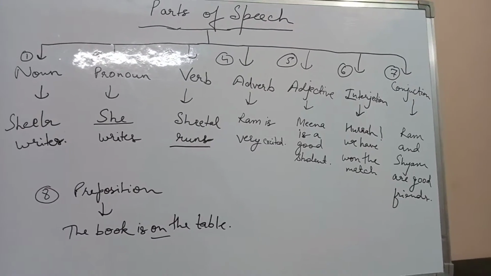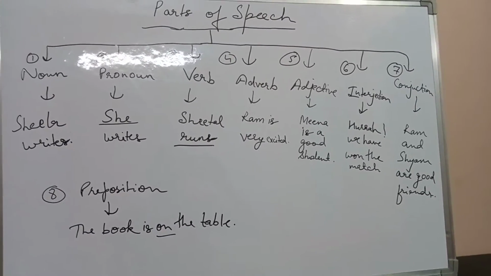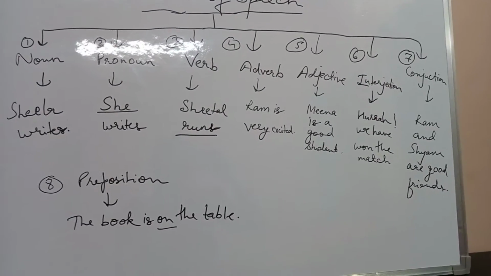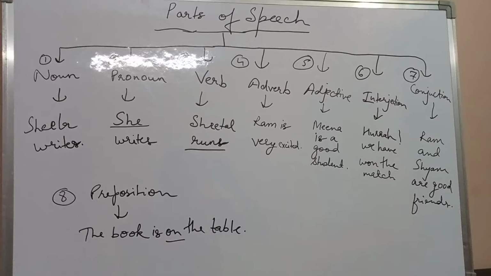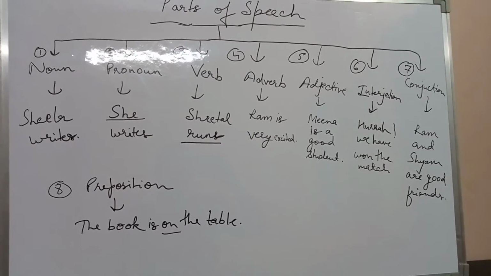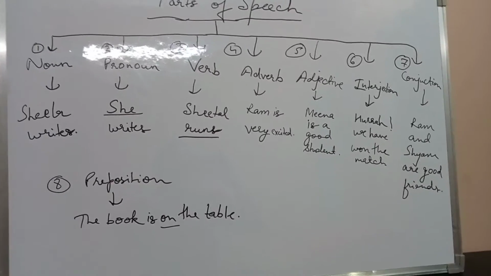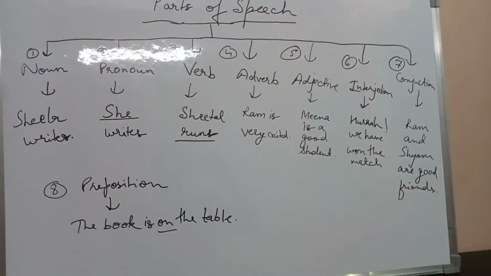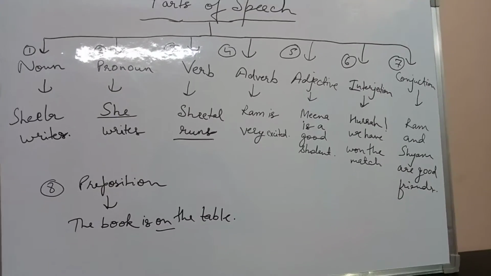Now when we talk about parts of speech individually, we can divide them into 8 parts. The 8 parts include: first one is noun, second one is pronoun, third one is verb, fourth is adverb, fifth is adjective, sixth is interjection, seventh is conjunction, eighth is preposition.